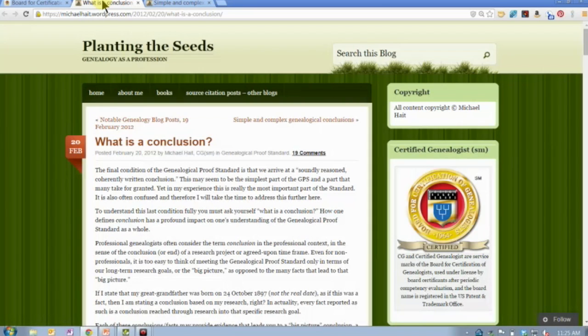The next two resources I'm going to suggest to you actually come from the same blogger. Michael Haight has a blog called "Planting the Seeds, Genealogy as a Profession," and he's done a whole series of blog posts in the last few years about the Genealogical Proof Standard. And he does have a couple of articles specifically about this final step of the GPS, this writing of conclusions. The first one is called "What is a Conclusion?"